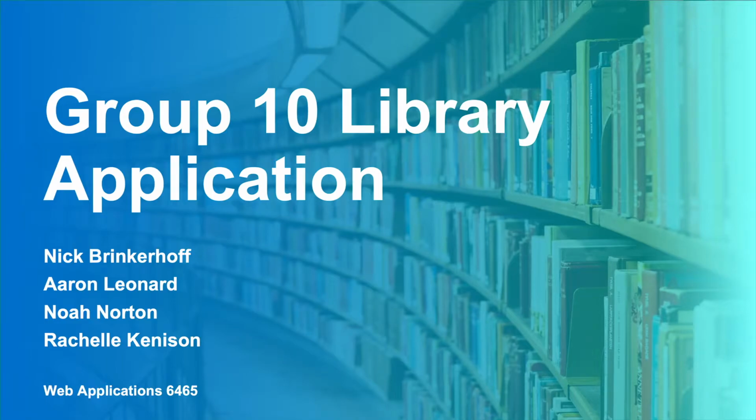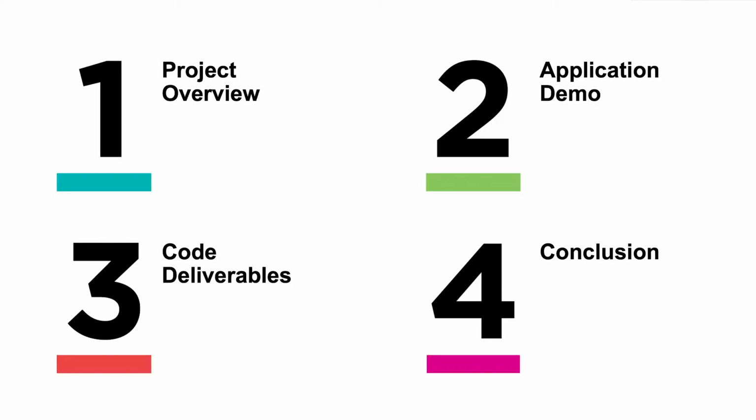Hello, I'm Michelle Kennison, and we're Group 10, and we chose project number 6 to build a public library system. We'll give you a quick project overview and talk about the use cases we prioritized and delivered for this project. Then we'll demo our application and talk through our code organization and deliverables.